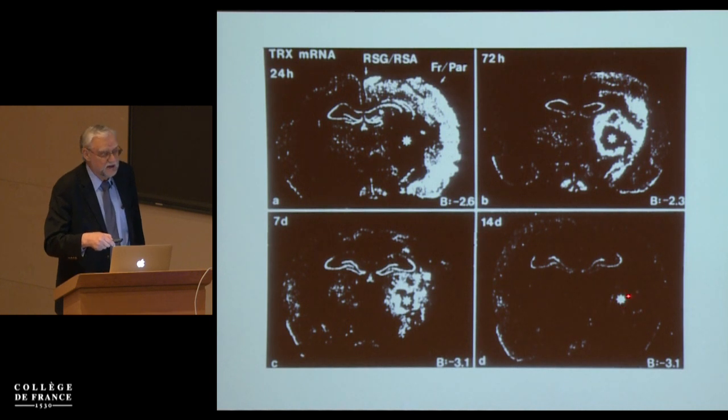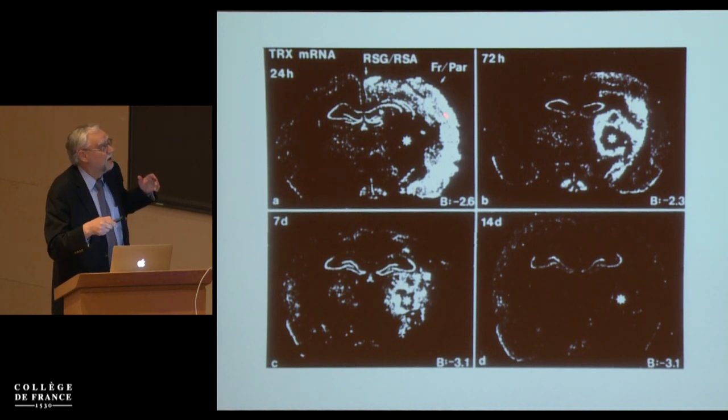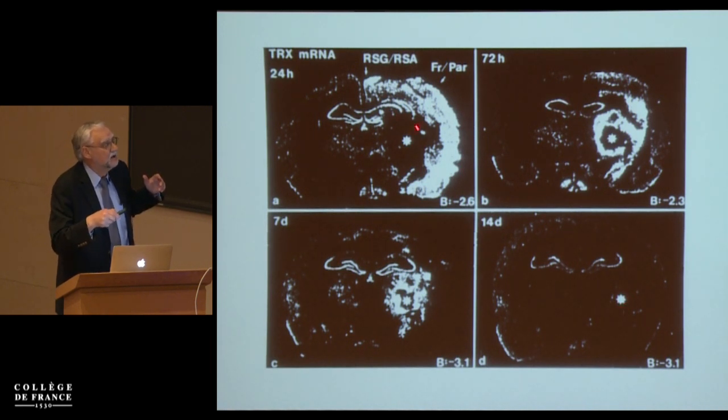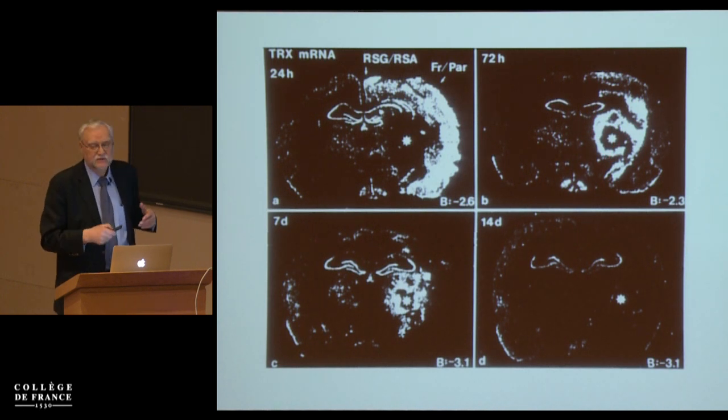Here is a damage done now by inserting a knife. So you have like a stroke here. And you can see after 24 hours you have a strong upregulation of thioredoxin on this side. And it even goes over on the other side. And it takes quite a while, about a week, for this to return.